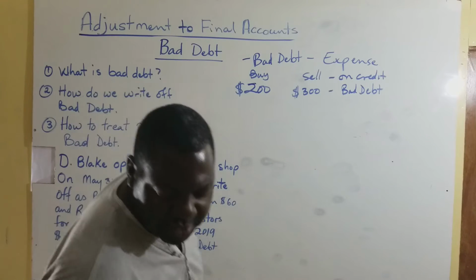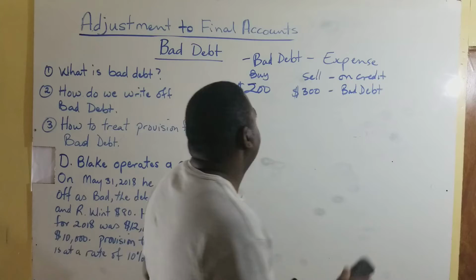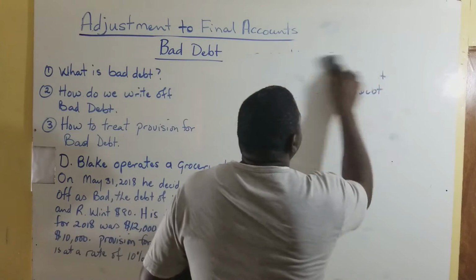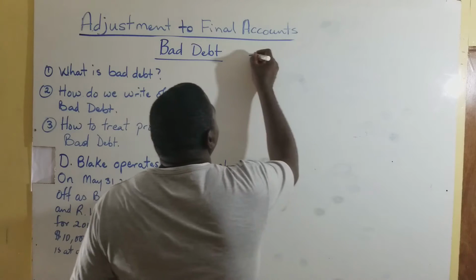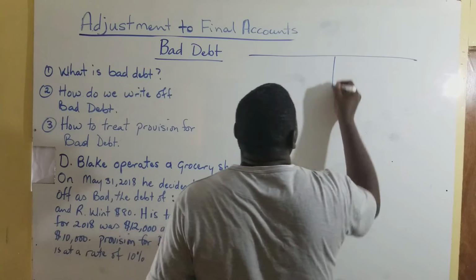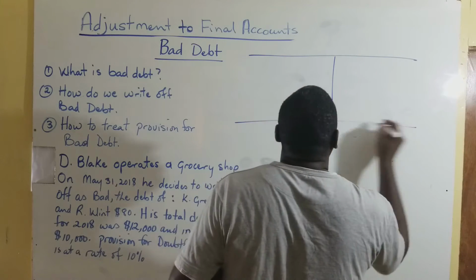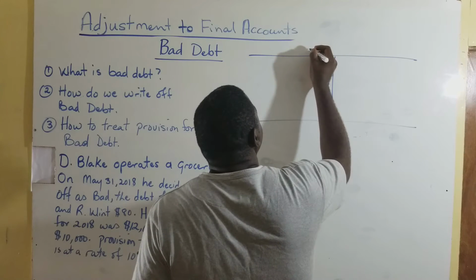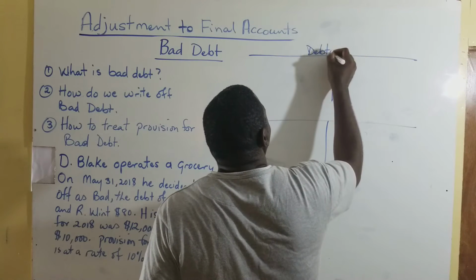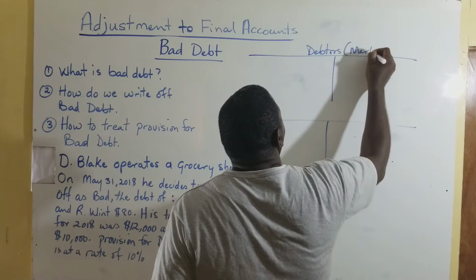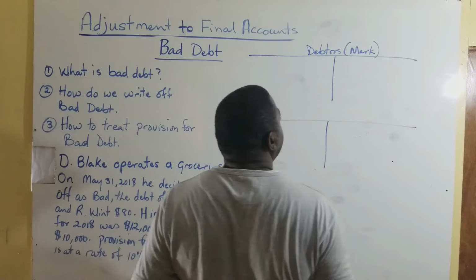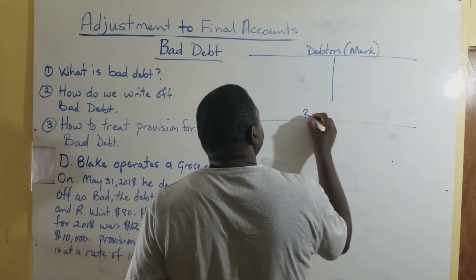Now, how do we write it off? We're going to look at the double entry arrangement in writing off bad debt. So this is what happens. First of all, the debt must exist before we can write it off. So if this is the debtor's account, let us say the debtor is Mark. Put some name here so you can relate to it. And this is bad debt.